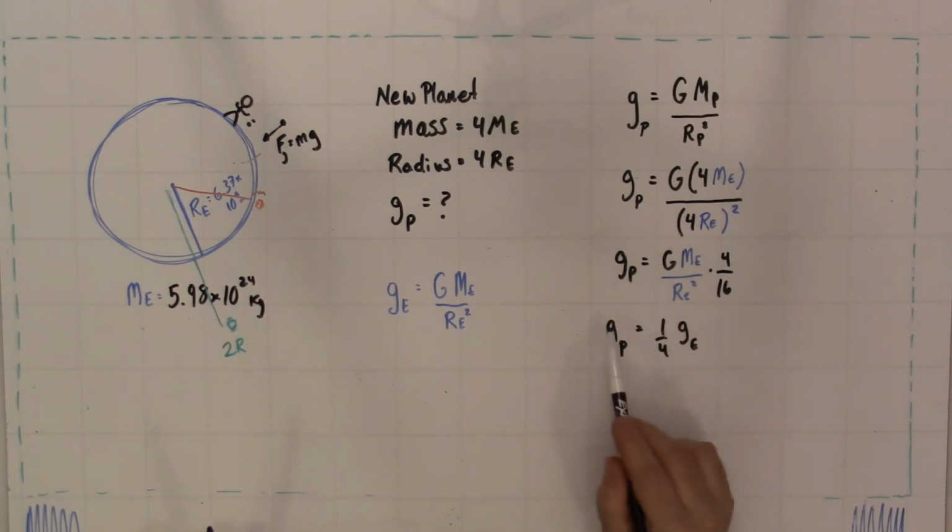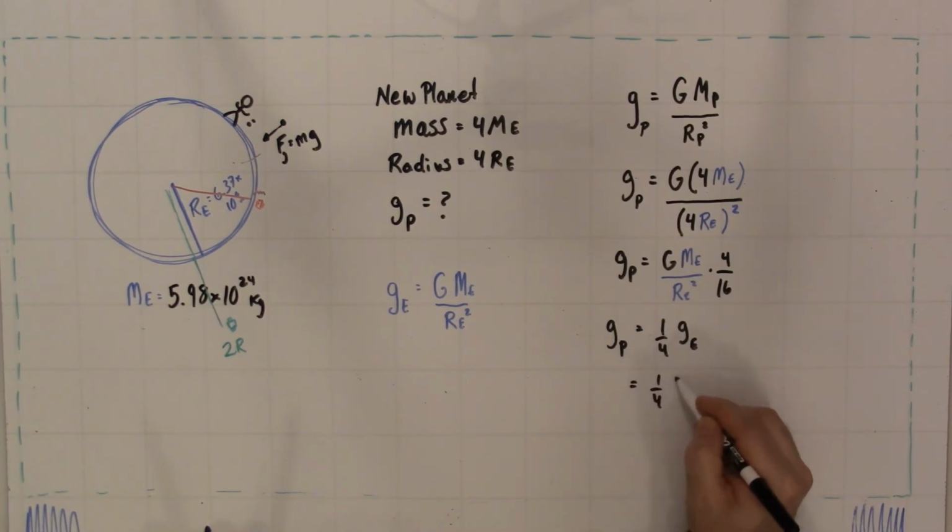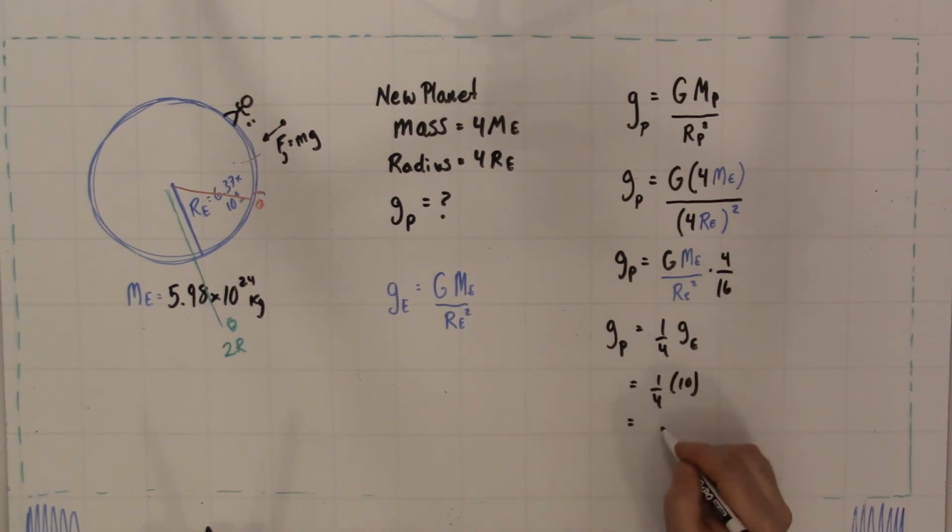And so, what do we say here? The gravitational field strength on the new planet is 1/4 what it was on the Earth. You know, this is 1/4 of, we're going to say it's 10, which is, 1/4 of 10 is 2.5 meters per second per second. That's the kind of problem that you will see on your AP test.